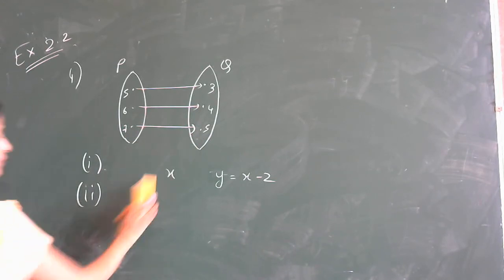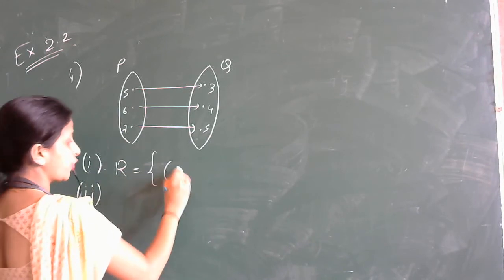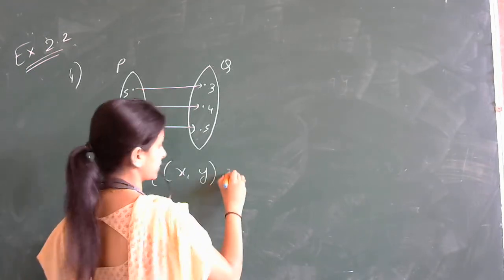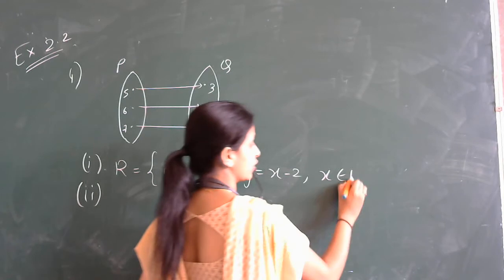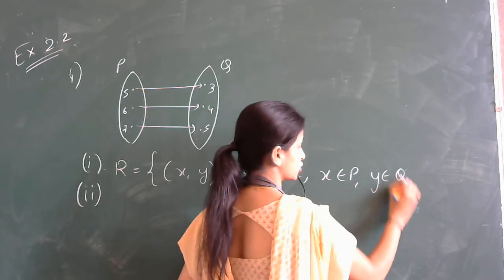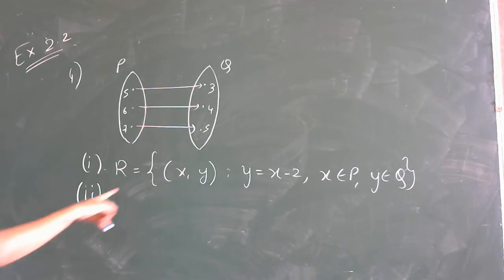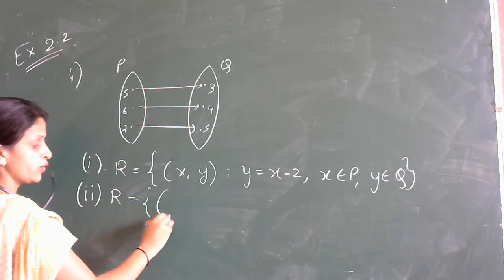So in set builder form, can I write it as all ordered pairs (x, y) such that y equals x minus 2, and x belongs to P and y belongs to Q? Can I write it like this, students? Yes, of course we can write it, right? It is correct. Next, you want to write it in roster form. So how will you write it in roster form?